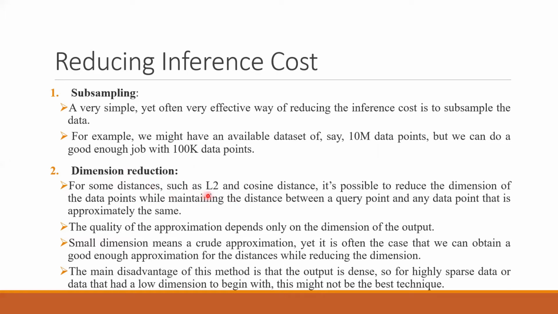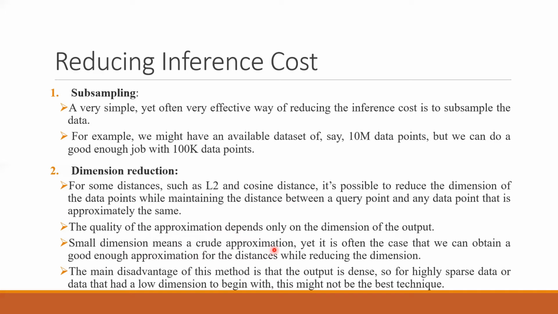So if you apply L2 and cosine distance, it's possible to reduce the dimension of the data points while maintaining the distance between query point and data point. For these distances, it is possible to reduce the dimension, and these distances work fine even if your dimension is less compared to the original data set. And the quality of the approximation depends on the dimension of the output. So whatever the output dimension is, your approximation will be based on that. So these two distance techniques help us to even work on the reduced dimensions, and the answer is not much affected. So small dimensions means a crude approximation.